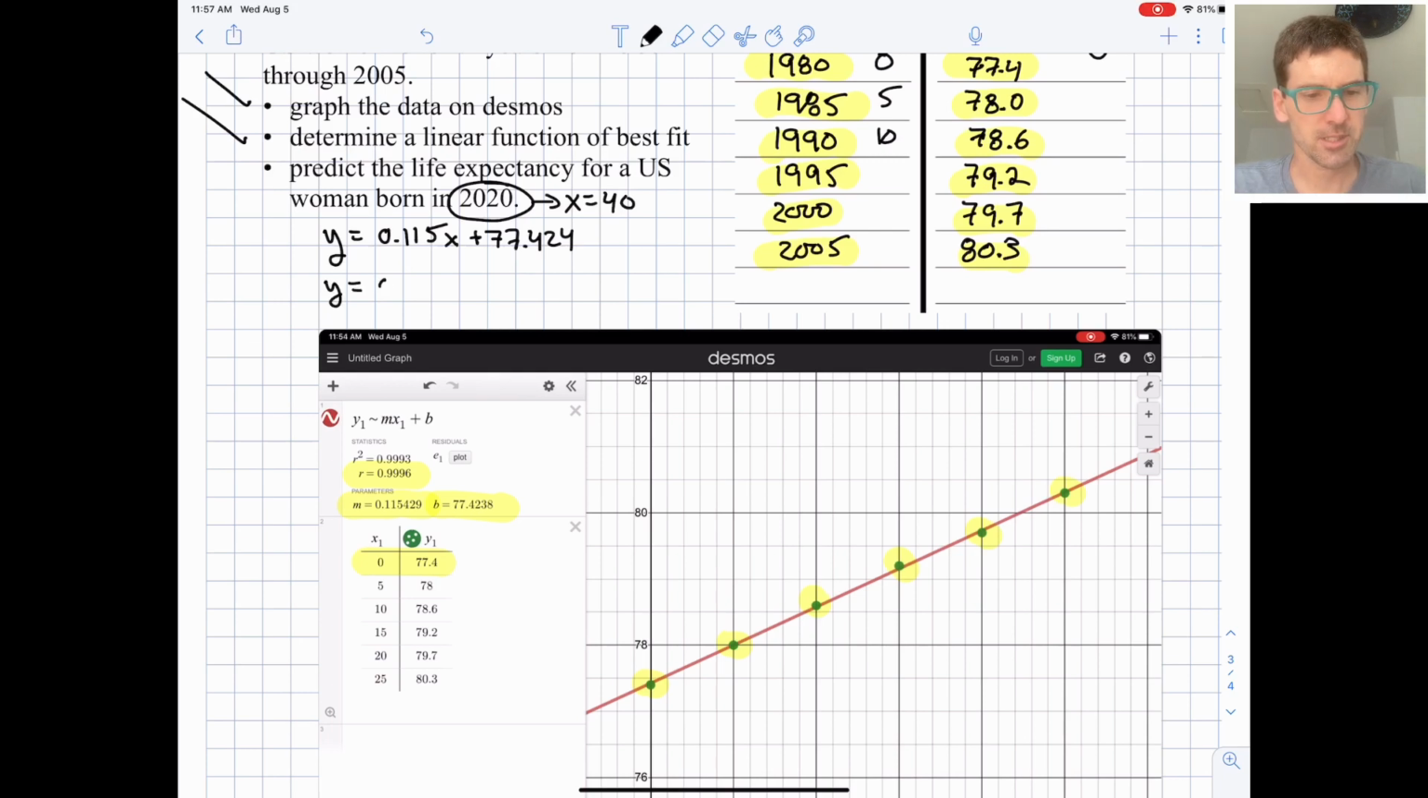So y equals 0.115 times 40 plus 77.424. Okay, so go into a calculator for that guy. I get a life expectancy of 82.02 years. And that kind of makes sense. We would expect it to be longer than this 80 years because more time has gone by. So 82 years kind of makes sense here. Okay, that's a good place to stop right there.